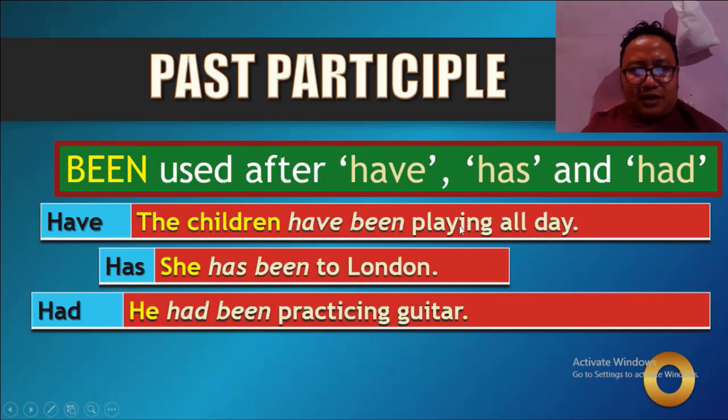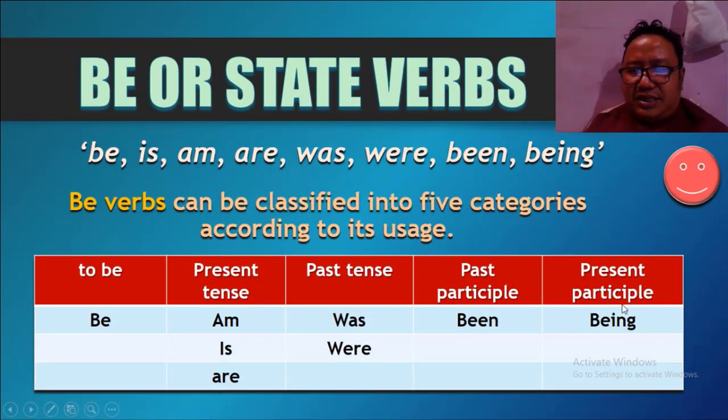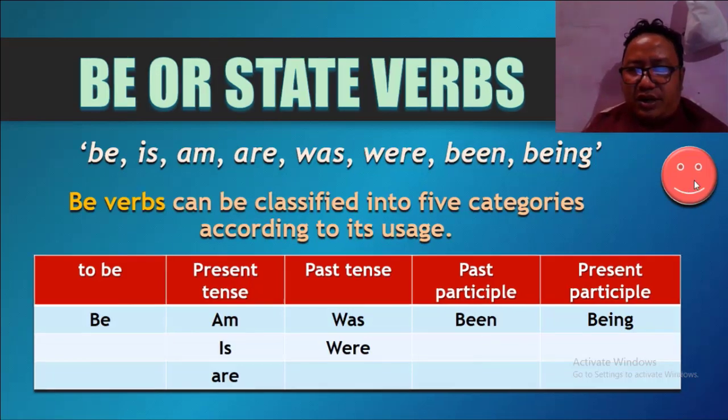For the past tense had, we can use it here, here, and here. He had been practicing, she had been to London, or the children had been playing all day. But in the present, the children have been playing all day, she has been to London, he had been practicing guitar. Again, here in the past participle, we have been, alright? So we are working on that.